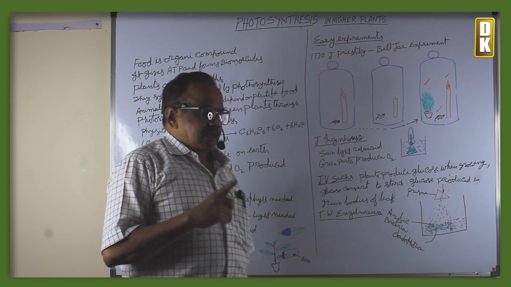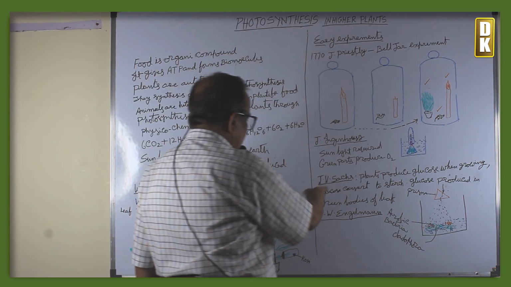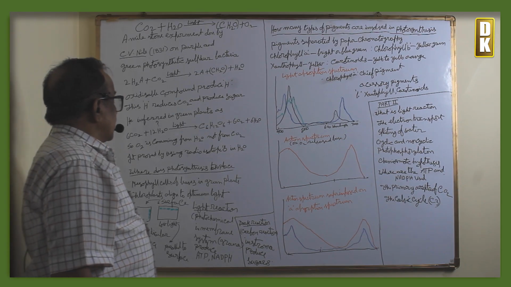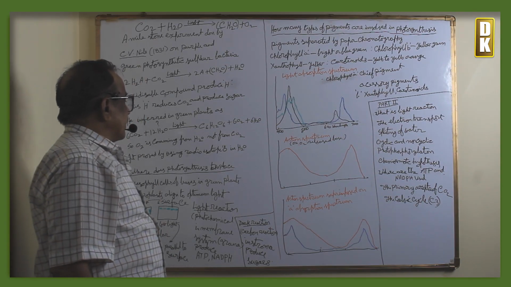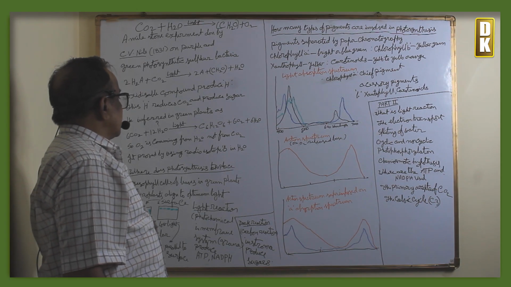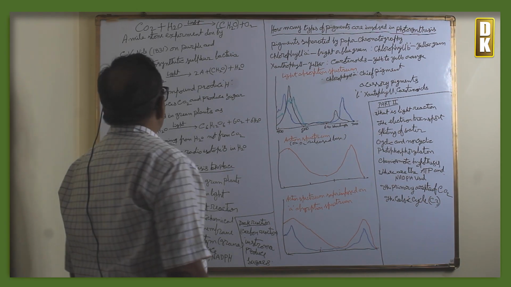So the first action spectrum was observed by Engelmann. Already we came to know that blue and red light are important. Most of the photosynthesis will be done in those, through the experiment of Engelmann.